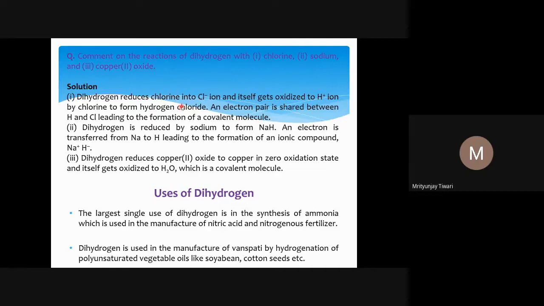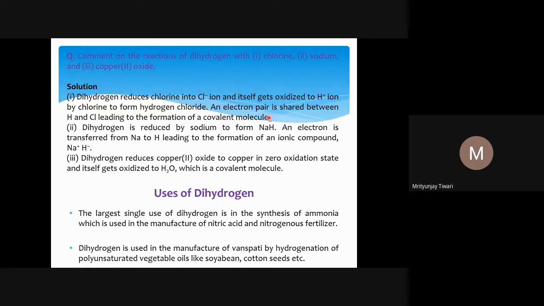So dihydrogen reduces chlorine, or chlorine oxidizes dihydrogen. Dihydrogen reduces chlorine to Cl minus ion, and itself gets oxidized to H plus ion to form hydrogen chloride, which is also the hydrochloric acid that we know. An electron pair is shared between hydrogen and chlorine, leading to the formation of a covalent bond. Though it is shared, it has a high ionic character. Why does it have very high ionic character? Because the difference in electronegativity of chlorine and hydrogen is very high.